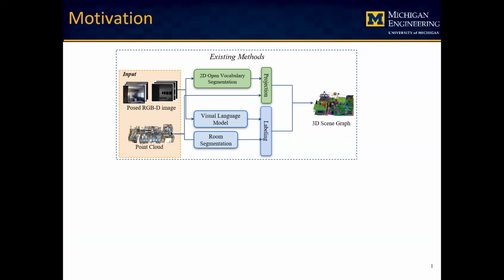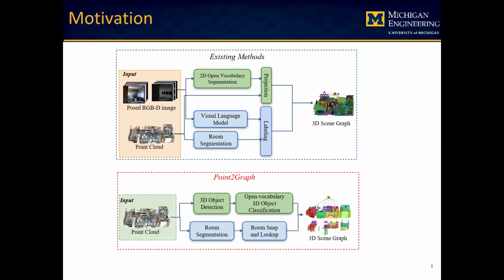pairs. However, these algorithms have a requirement that well-aligned posed RGBD images are available, which is usually challenging to achieve in real-life scenarios. To eliminate the hard-achieving requirement of the current open vocabulary 3D scene graph generation, we propose Point2Graph. This framework only utilizes 3D point clouds as input to generate an open vocabulary 3D scene graph.